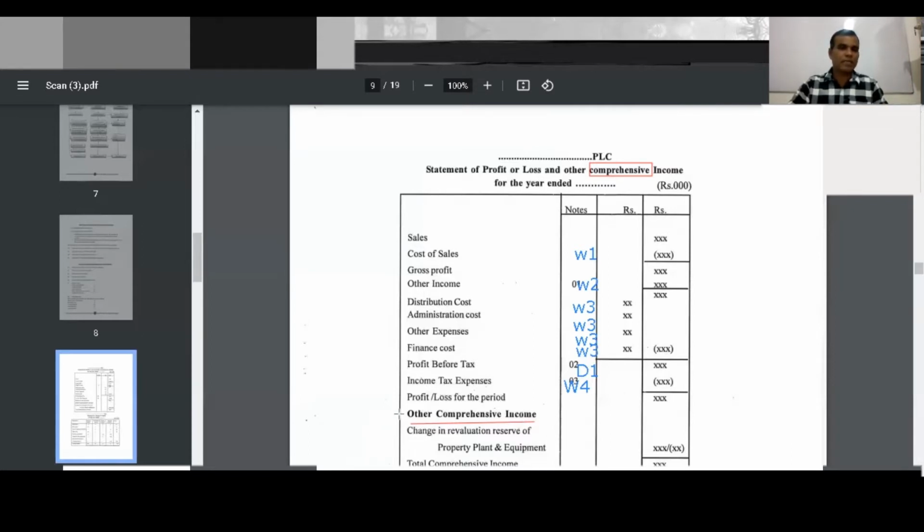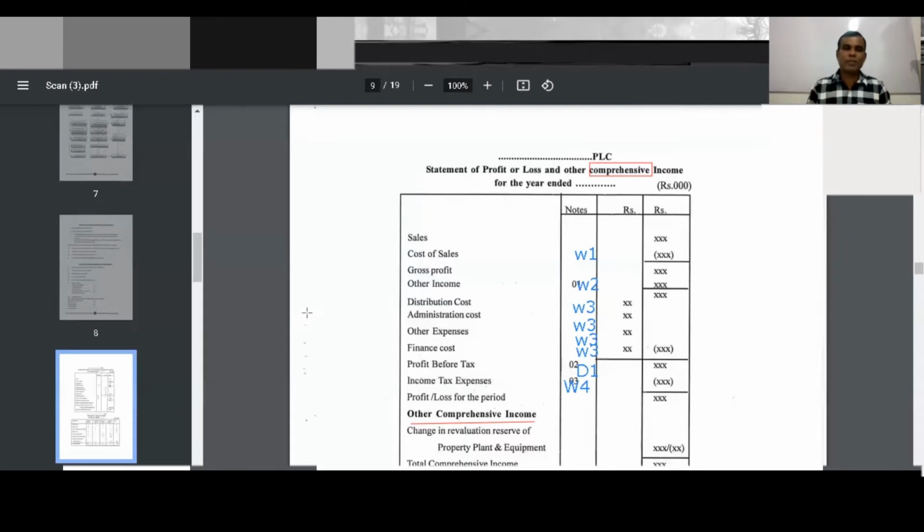Keep in mind that comprehensive income, normally for advanced level, means income generated from revaluation of property. Understand? What do you mean by revaluation? Revaluation means estimating the fair value of the asset, or considering the fair value of the asset.